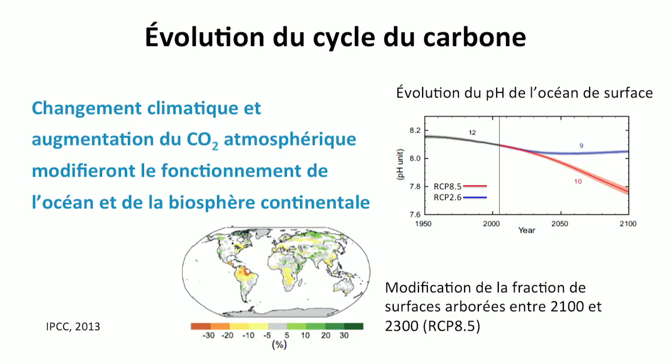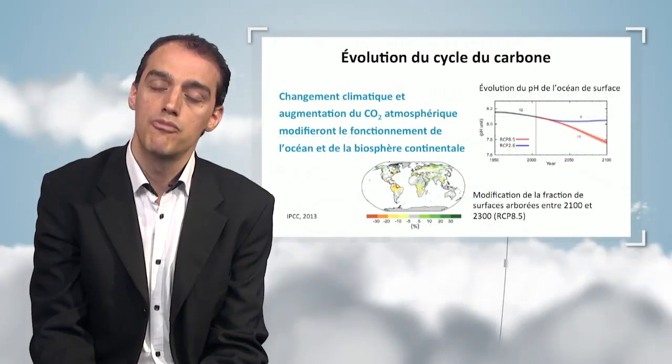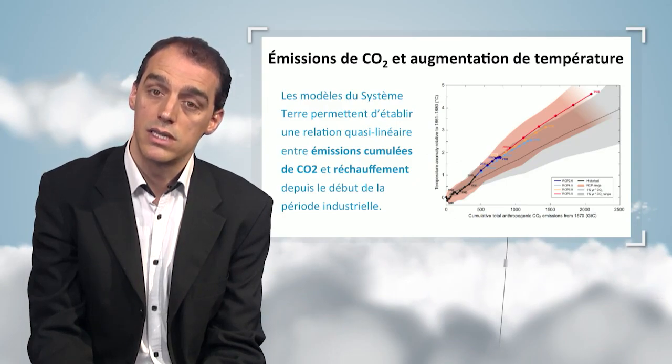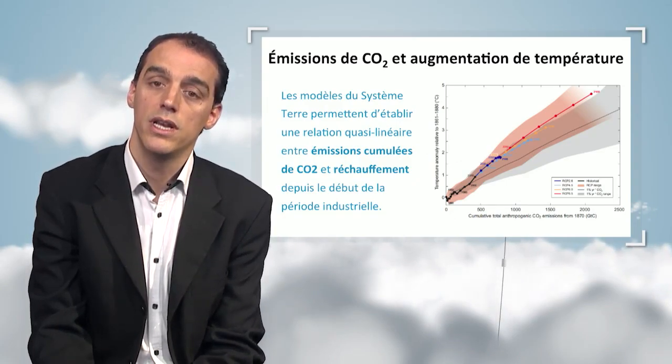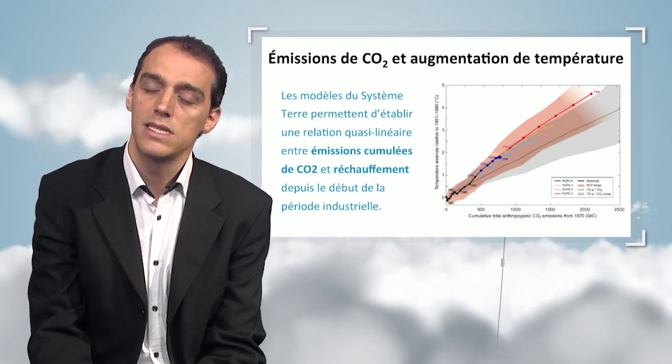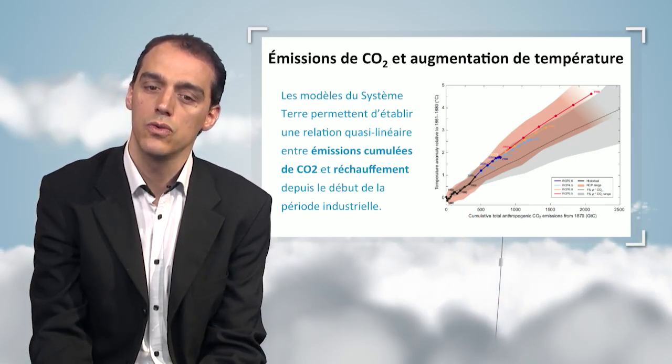CO2 is a weak acid, and therefore the ocean will lose several units of pH by the year 2100. And on the bottom map, we see the changes in the forest covered areas in the world, with many changes due to climatic changes and the fact that some areas will become drier.